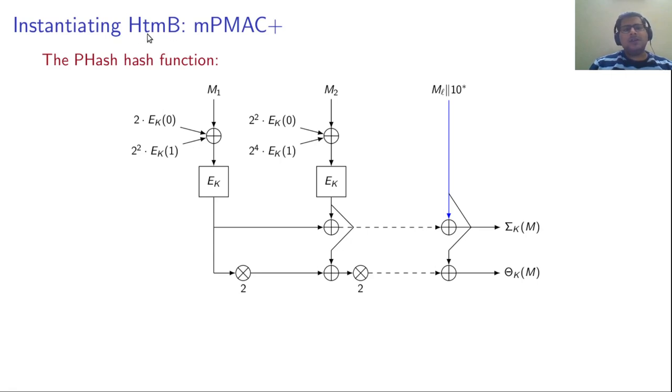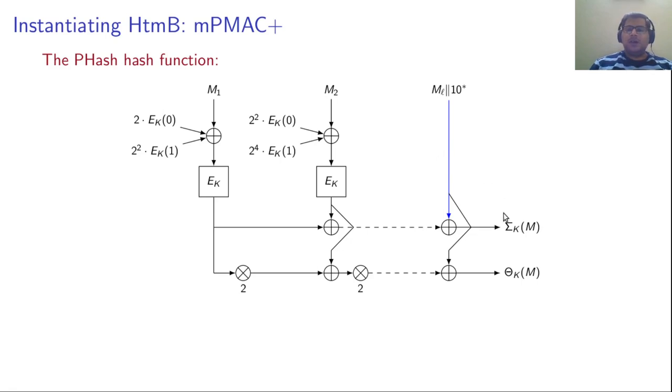In terms of instantiations, we instantiate the hashed and modified bennets with the mpmac plus like hash function. So if you remember the mpmac plus construction, this is the hash function for mpmac plus, except for one small change. Here we drop one block cipher call, and this call can be dropped because the hash requirement is quite relaxed in case of HTMB. We just need a universal property on the full hash and a bound on the number of colliding pairs on individual layers. But in case of PMAC plus, there is another requirement, something called cover free, which requires this extra block cipher call here. So we can actually save one block cipher call.